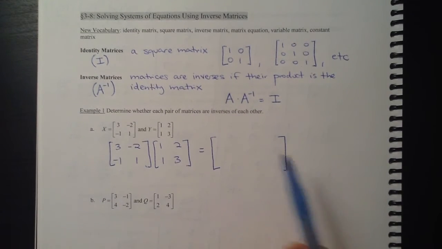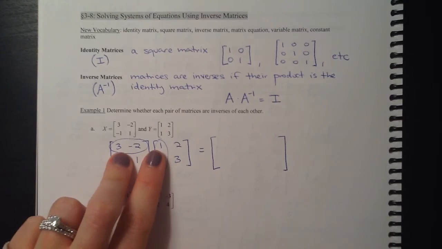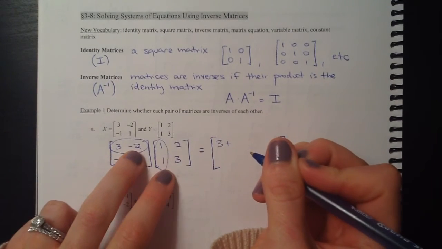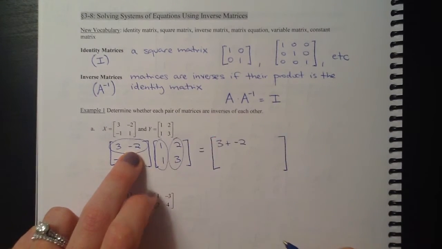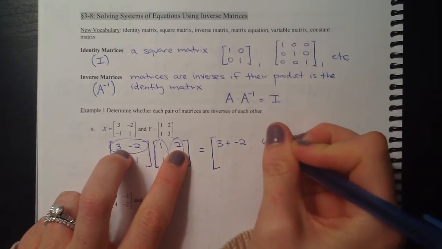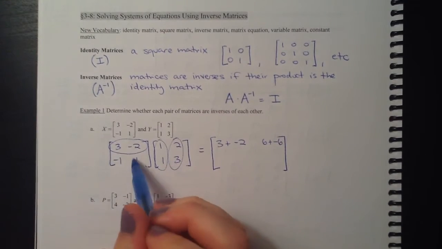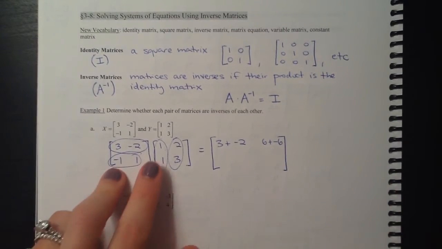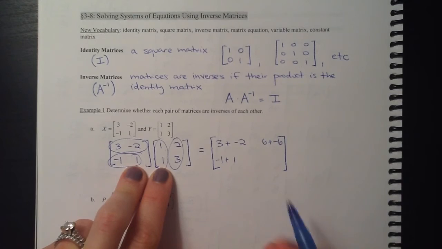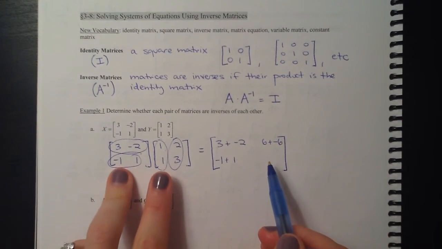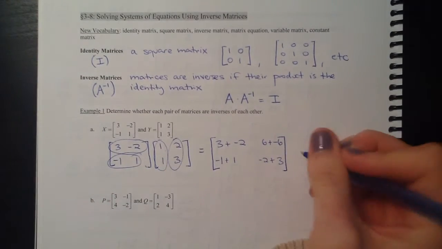This spot right here is row 1, column 1. So we're going to use row 1 here, column 1 here. Multiply 3 times 1, we get 3, plus -2 times 1, we get -2. Next, move to row 1, column 2. 3 times 2 is 6, plus -2 times 3 is -6. Down here, row 2, column 1, -1 times 1 is -1, plus 1 times 1 is 1. And last spot, second row, second column, -1 times 2 is -2, plus 1 times 3 is 3.